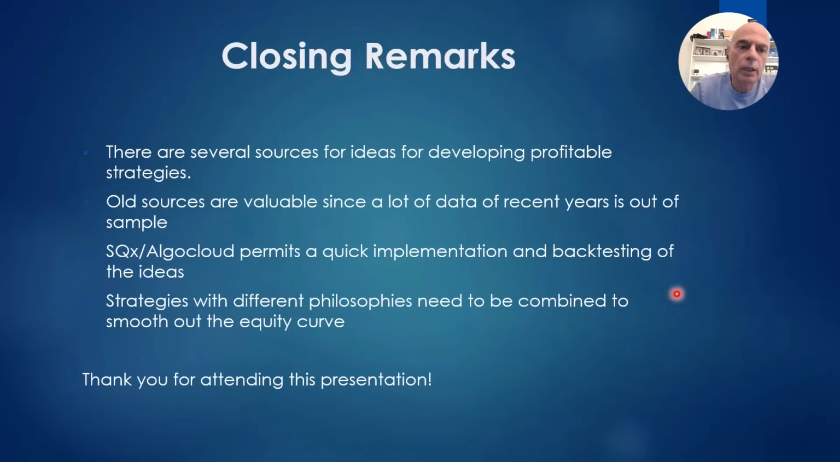And I like the SQX platform, the AlgoCloud, a lot, because, as I showed, you can very quickly implement the ideas and do the backtesting. But I think the holy grail is to find many different ideas that are active during different phases of the market and combine them, because that way you will get a smooth equity curve and diminish the drawdowns.